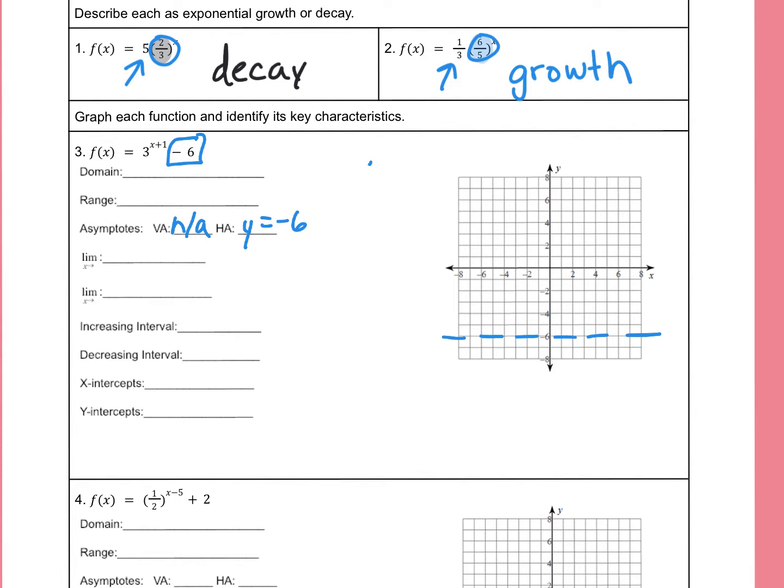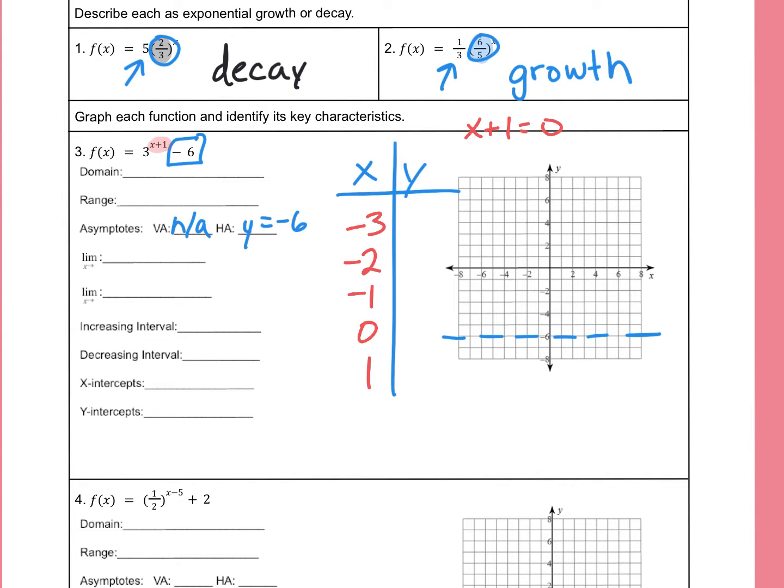Okay, now it's time to start making a table. To start this table, for my middle point, I just want to set my exponent equal to 0. So x plus 1 equals 0. I know that tells me x is -1, so that's going to be that middle point. Okay, I need 2 points to the left of that and 2 points to the right. So -3, -2, 0, and 1.